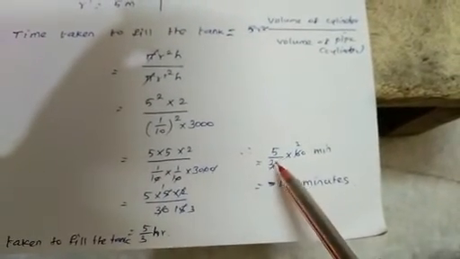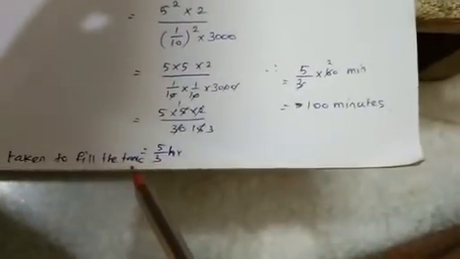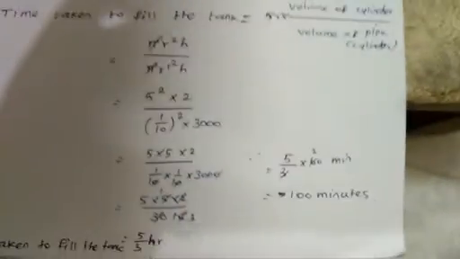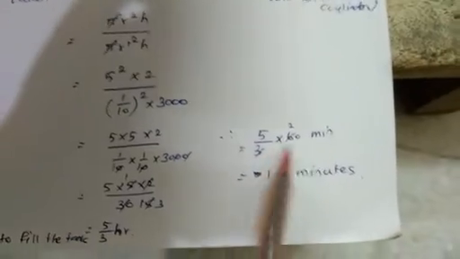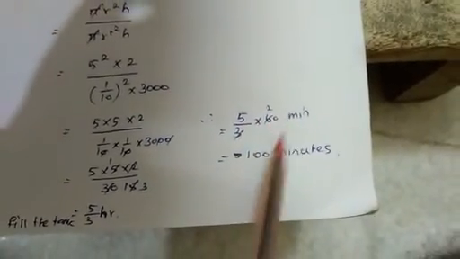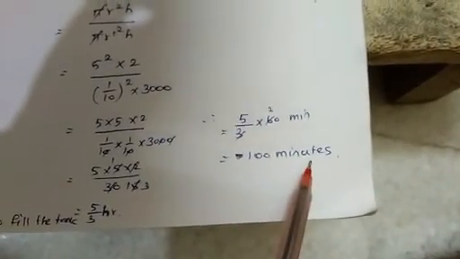So 5 by 3. The time taken to fill the tank is 5 by 3 hour, because we discussed all those things per hour. We can give the answer as a whole number in minutes. Why? For 1 hour there are 60 minutes. So 5 by 3 into 60 minutes, that is 100 minutes.